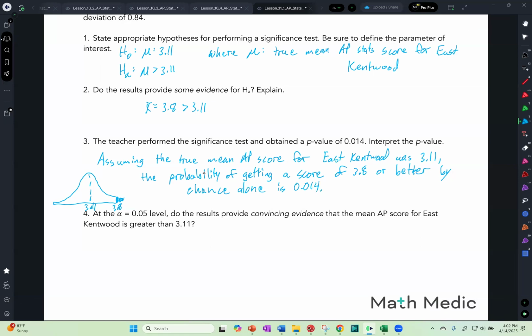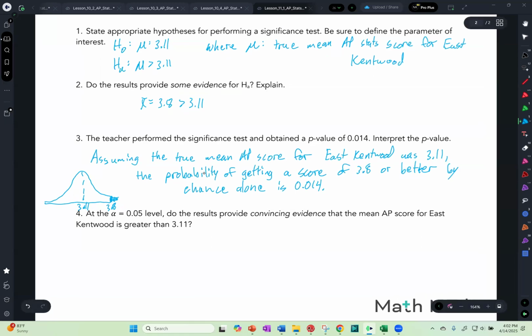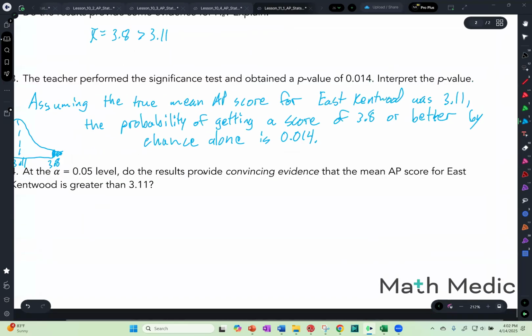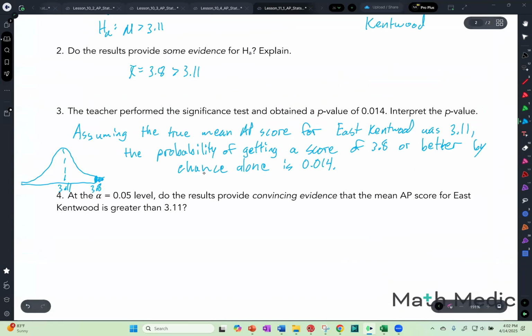0.014. At the alpha equals 0.05 level, do the results provide convincing evidence that the mean AP score for East Kentwood is greater than 3.11? Heck yeah, don't write that on your AP exam, but yes.